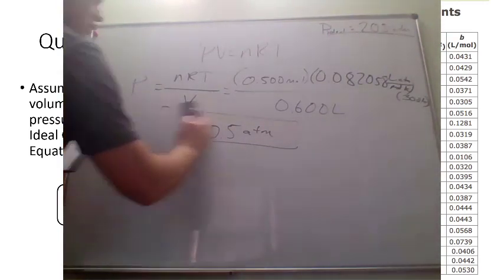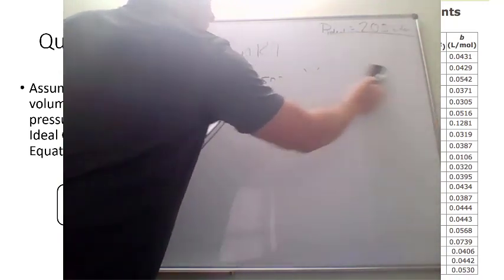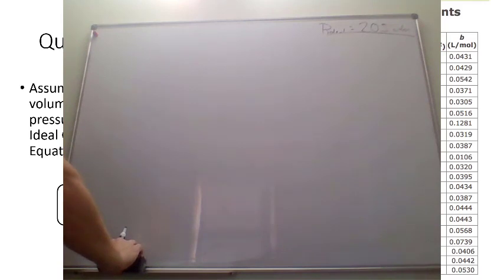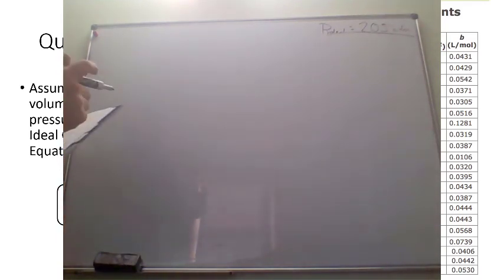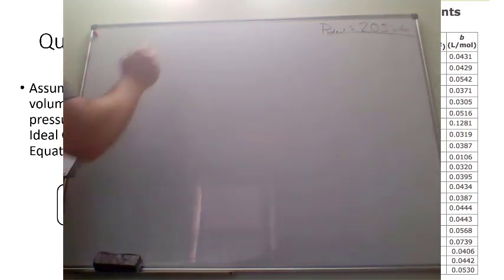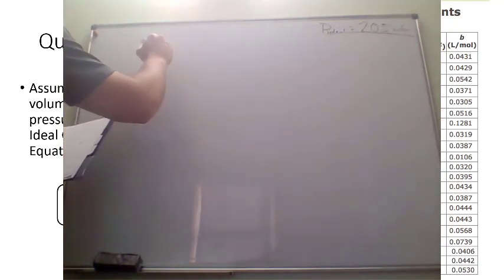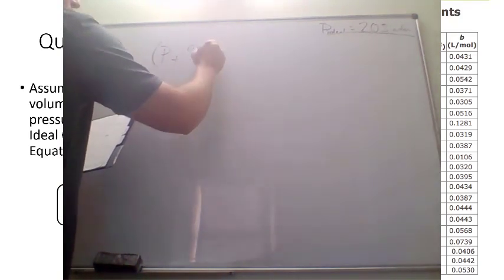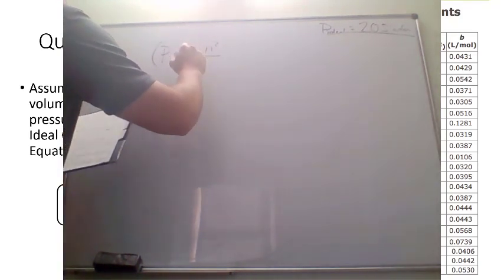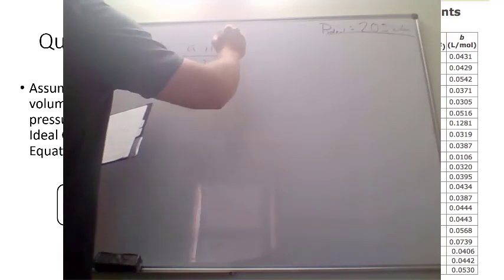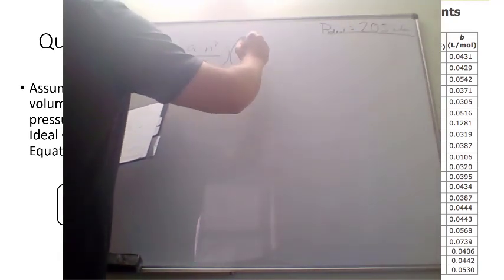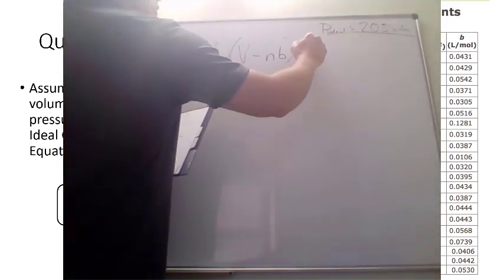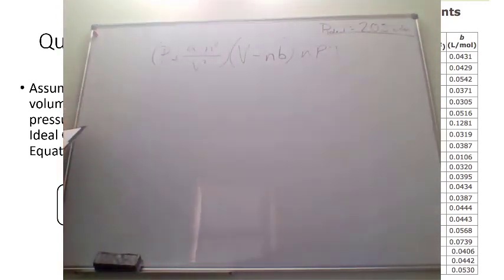So now let's solve this equation using our van der Waals equation, which accounts for real gases. So our van der Waals equation says that pressure plus our A times n squared over V squared, times our volume minus n times B, is equal to nRT.